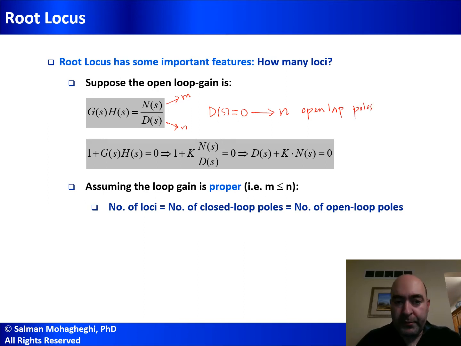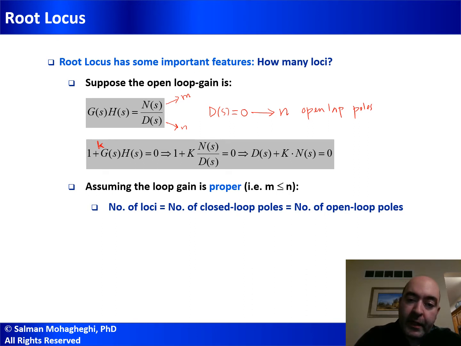How about closed loop poles? In order to find the closed loop poles, I would have to look into the denominator of the transfer function. And if you recall from the previous slide, this is 1 plus k times G of s times H of s, and I'm actually missing a k here. Let's replace G times H, or the open loop gain, by N of s divided by D of s. So the equation becomes 1 plus k times N divided by D equals 0. Multiply both sides by D of s, and you will get D of s plus k times N of s equals 0. By solving this polynomial, you can find the closed loop poles of the system.